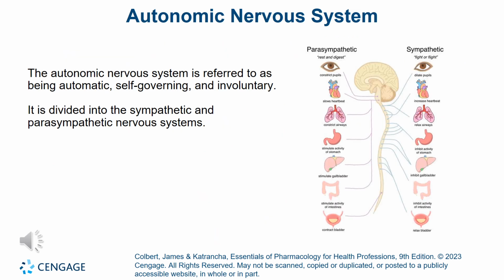The autonomic nervous system is referred to as being automatic, self-governing, and involuntary. It is further divided into the sympathetic and parasympathetic nervous systems. As you can see in the image, the parasympathetic system is your rest and digest system. And the sympathetic system, we can think of that as our fight or flight system. We'll discuss these in further detail on the next few slides.